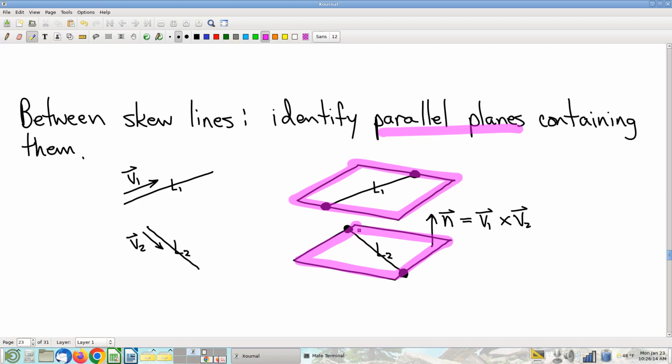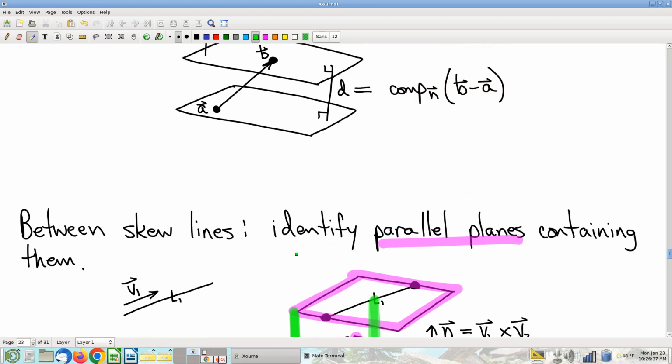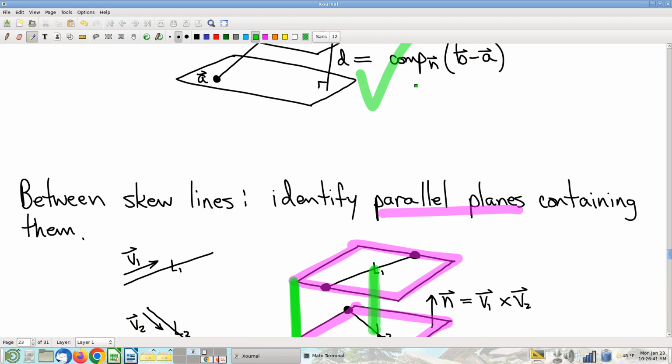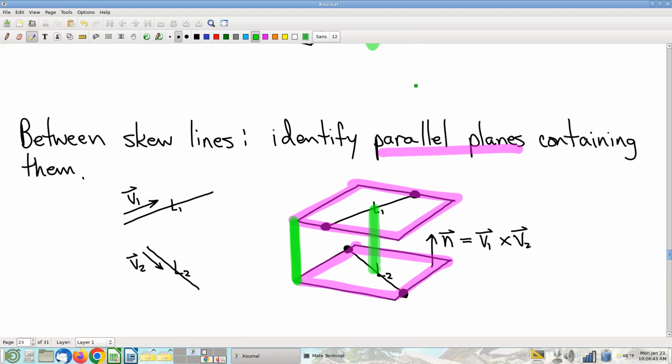All right, well, once you have two parallel planes containing those lines, I think it's a pretty easy sell that the distance I'm looking for, this distance between the two skew lines, perpendicular to both lines, that distance is the distance between the two planes. Right? And we already know how to find the distance between two planes. That's this move up here. All right, so strategically, that's the big trick.